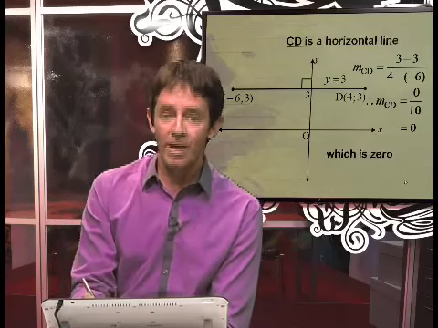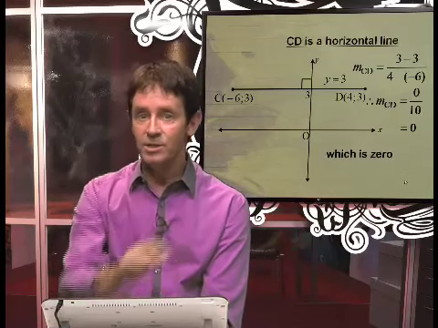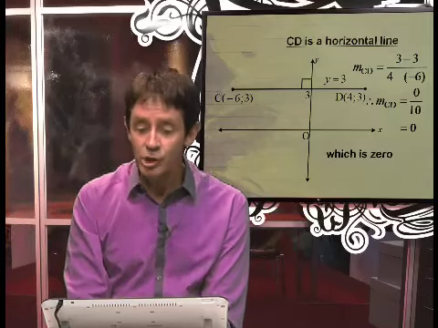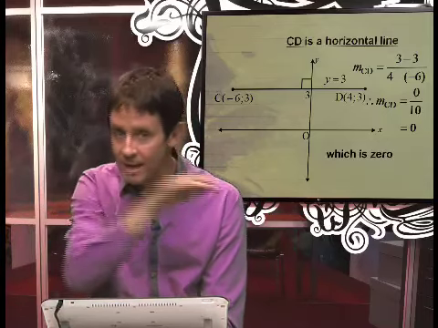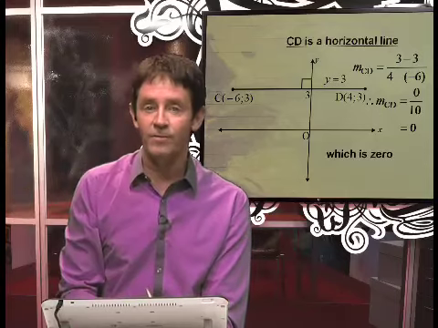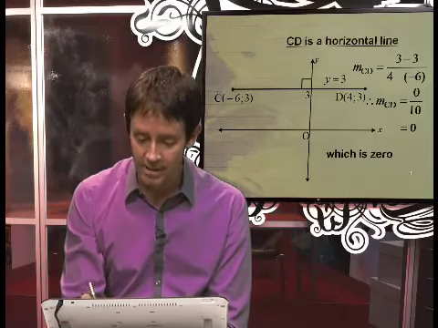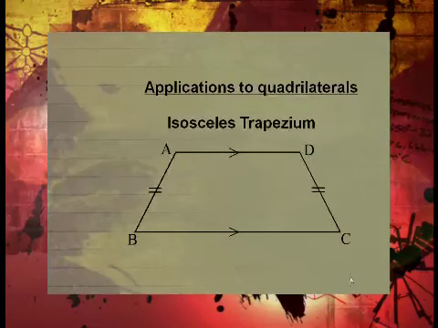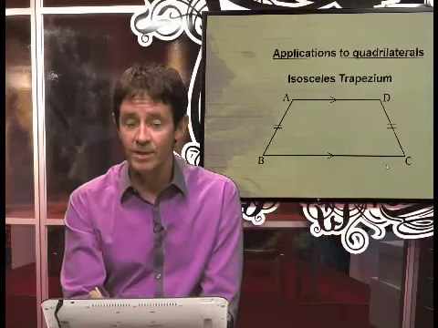Gradient of a vertical line, undefined. The gradient of a horizontal line is 0. The equation of a horizontal line is y equals a number. The equation of a vertical line is x equals a number. And the angle of inclination is 0. Good. Now let's have a look at a few for grade 10s especially. You're going to do a lot more of these.